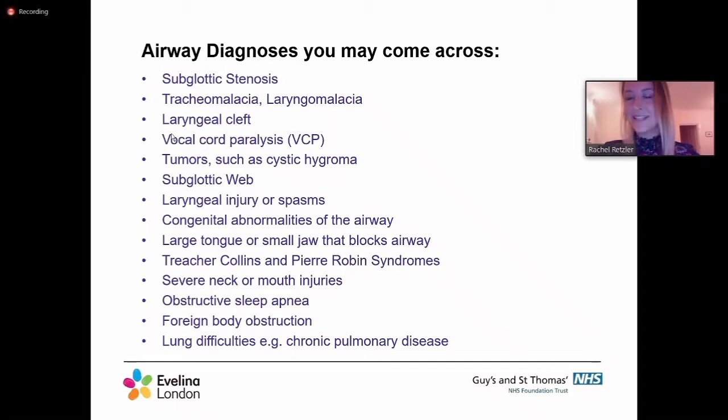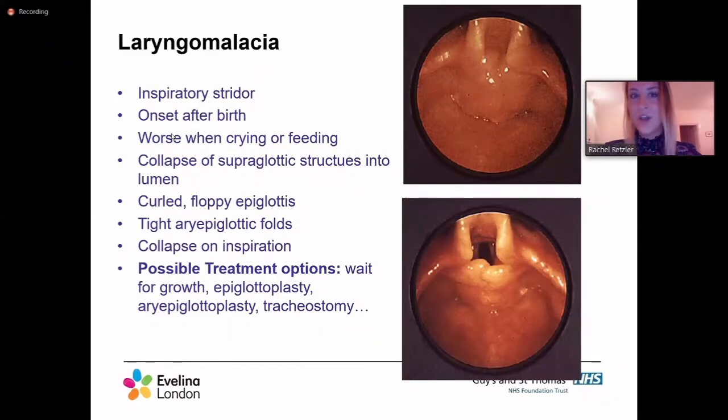I may go through these next slides briefly, but it's mainly just to give you an understanding of potential interventions that your surgical team might feel appropriate for some different diagnoses. With laryngomalacia, your ENT and medical team may find in certain cases that they want to wait for growth with the child and monitor, or they may feel an epiglottoplasty or aryepiglottoplasty is appropriate for the child. They may even require a tracheostomy.